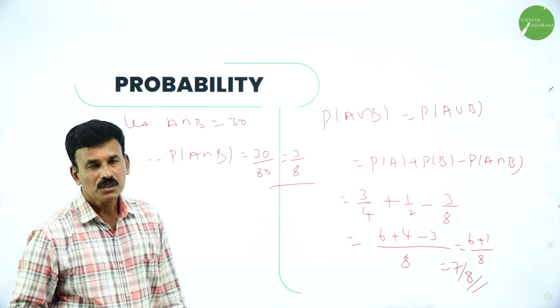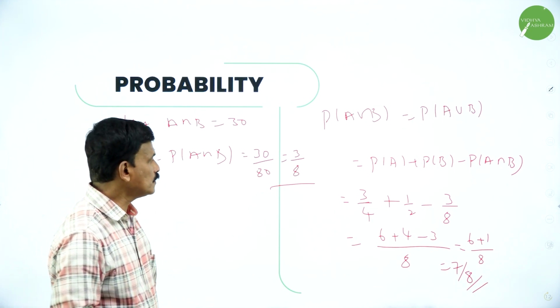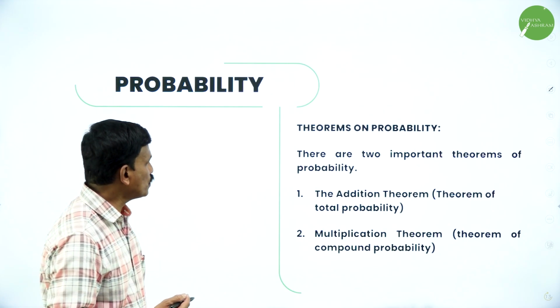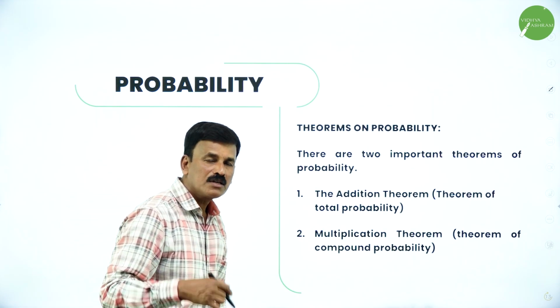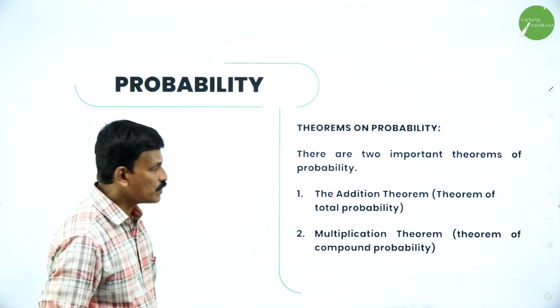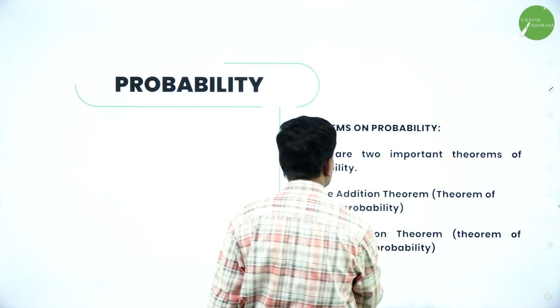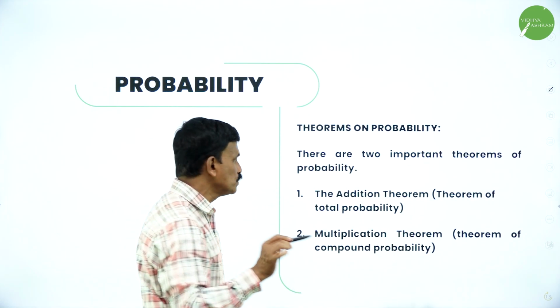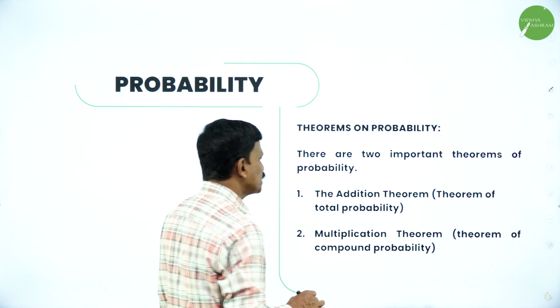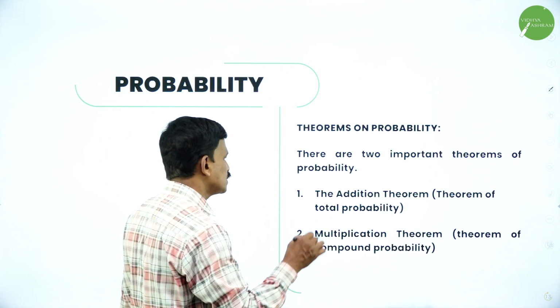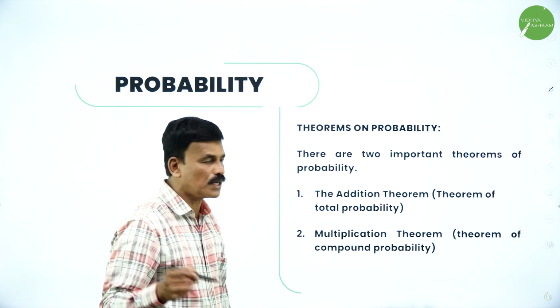Hope you followed. These are a few problems based on the theorems. Now let us move on to some important theorems. In probability, we are going to study two important theorems: the addition theorem, the theorem on total probability, and the multiplication theorem, the theorem of compound probability.